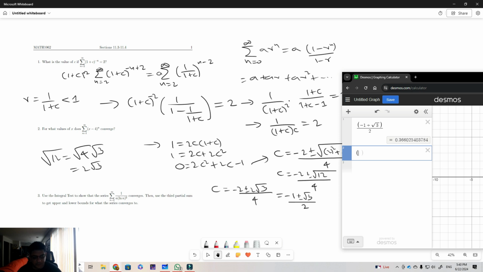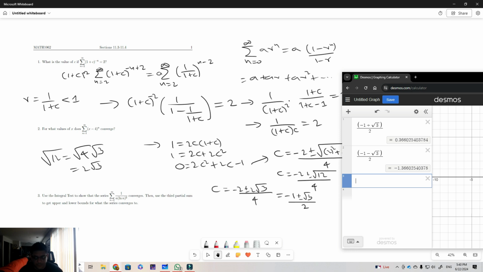And now we're going to do minus 1 minus the square root of 3, and then divided by 2. Sorry, minus here. And so this is minus 1.36. Now these are the values of C.